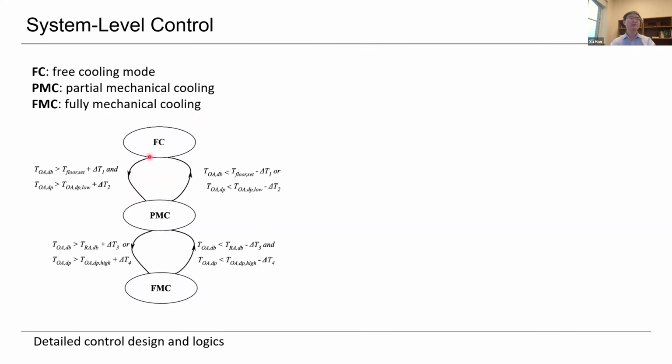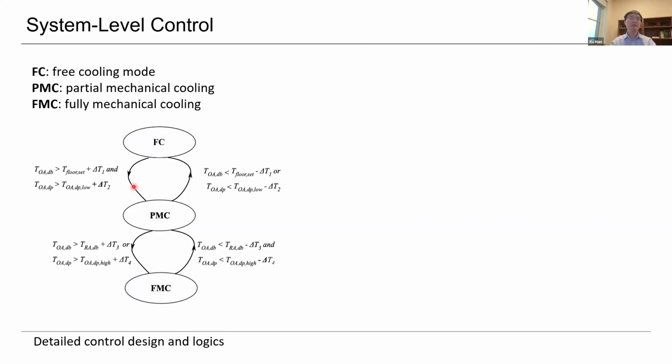For example, the free cooling mode will be switched to partial mechanical cooling mode when the outdoor air dry bulb temperature is higher than the floor temperature set point, and the outdoor dew point temperature is greater than the lower band of the outdoor air dew point temperature. Okay, this is a switching condition. And this is another switching condition to switch from the PMC to the fully mechanical cooling mode.